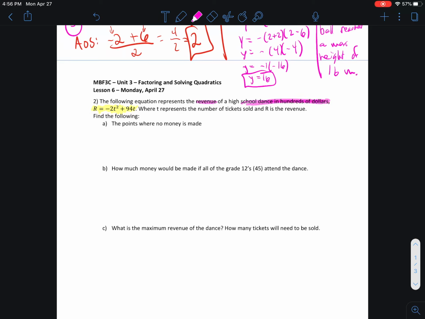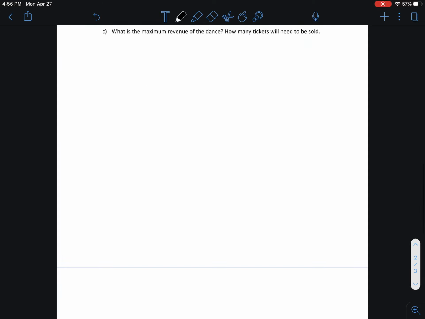So let's put a little highlight: revenue, school dance, in hundreds of dollars. It's important. So we want to find the points in which no money is made. You recall earlier, that sounds like, if I were to plot tickets on the x-axis, and we'll have revenue going up the y-axis.